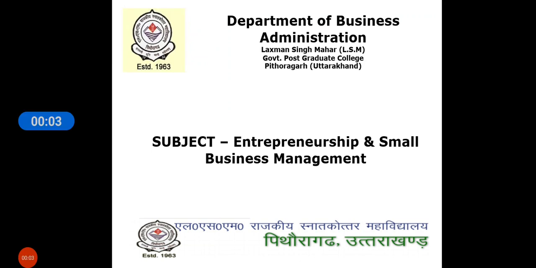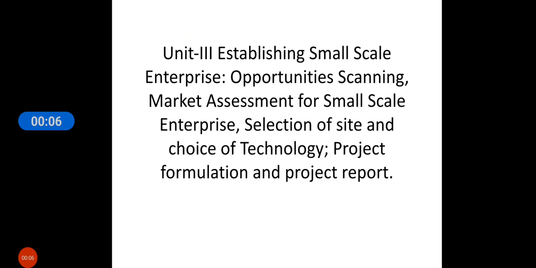Good morning, students. Hope you understand the concept of entrepreneurship, who can become an entrepreneur, and what are the necessities or prerequisites for the entrepreneur. Now, we are going to start what is a small scale enterprise and how to establish this small scale enterprise. How we will scan the opportunity, how to give a due diligence in a market, how to select the site, choice of technology, and how to make a project report.